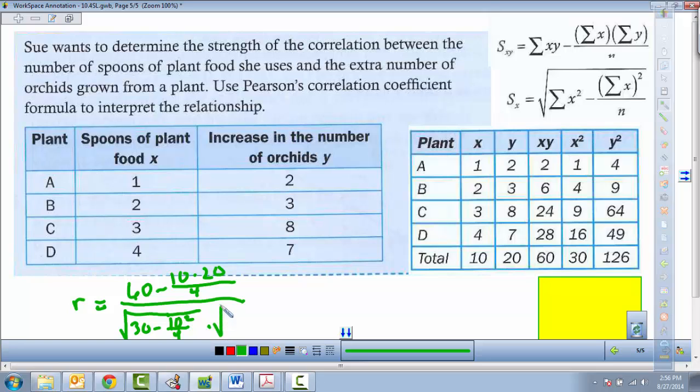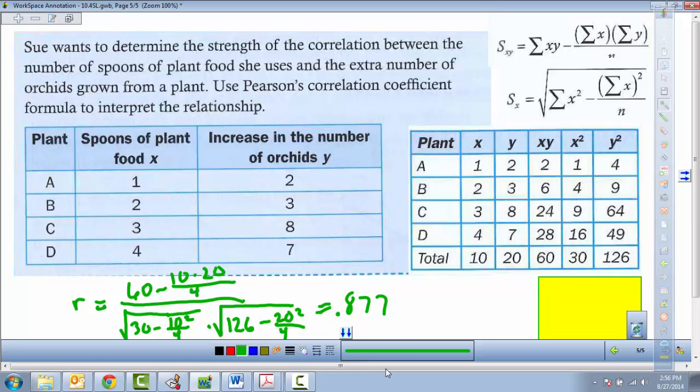and then multiply that by S sub y, which is the same formula as S sub x, except we're replacing the x's with y's. So 126 minus 20 squared over 4. And we run this through our calculator. This isn't something that we calculate by hand. We plug it into some sort of a calculation device, and we get 0.877.